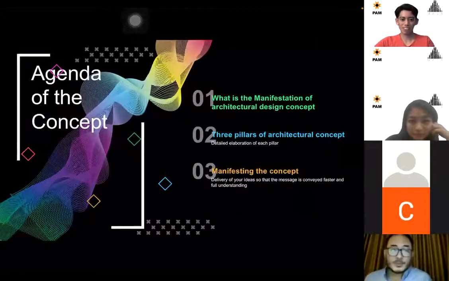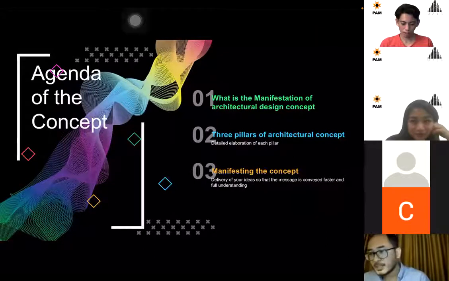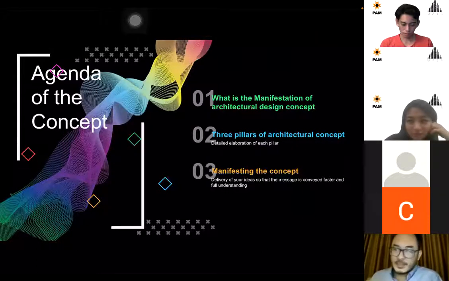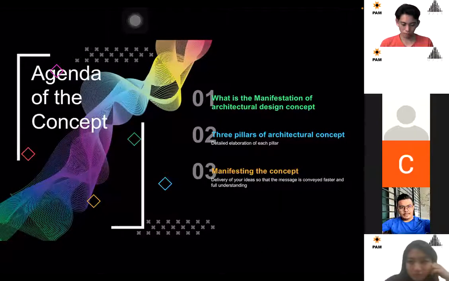All right, let's go for the agenda. I only have three agenda items to talk about tonight. What is the manifestation of architecture design concept? Number two, the three pillars of architecture concept. I will go into very detailed elaboration for each pillar and then how to manifest these concepts. The most important thing is how you deliver your ideas so that the message is conveyed faster and with full understanding. This is what many students need so that you can do your best presenting to your lecturers and your examiners.